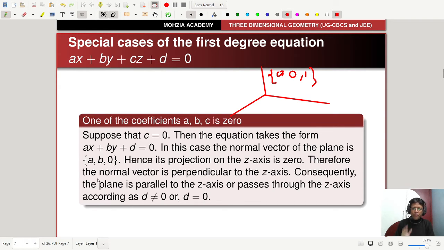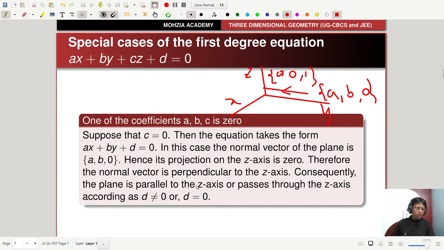That means this normal vector is perpendicular to the z axis. If you consider this normal vector (a, b, 0), right? So this normal vector is perpendicular to the z axis. Your upper one is the z axis, this is your x axis, this is your y axis, right? So you see your normal vector is perpendicular to the z axis. That means the plane is parallel to the z axis or passes through the z axis according as d not equal to 0 or d equal to 0.